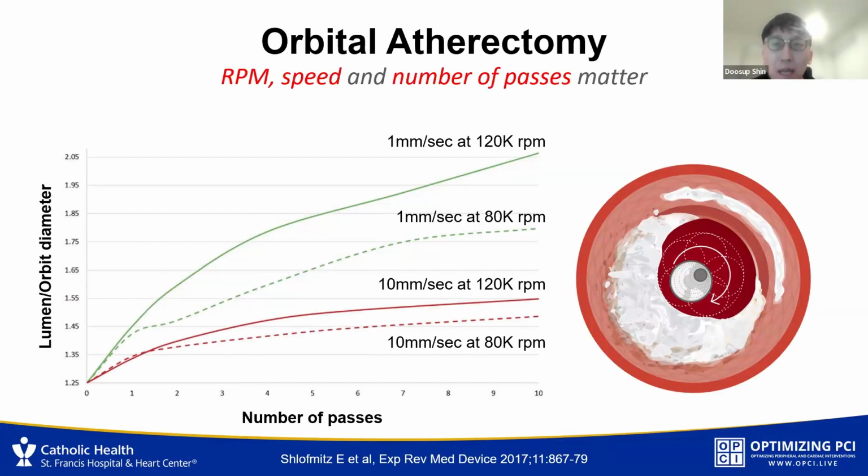However, orbital atherectomy performance is still influenced by several factors like RPM, speed of advancement, and number of passes. So even with the optimal technique of 1 millimeter per second of advancement or withdrawal of the crown at the higher speed, the maximum arc that you can ablate is less than 2 millimeter, meaning it is still subject to guide wire bias and perhaps lumen size.